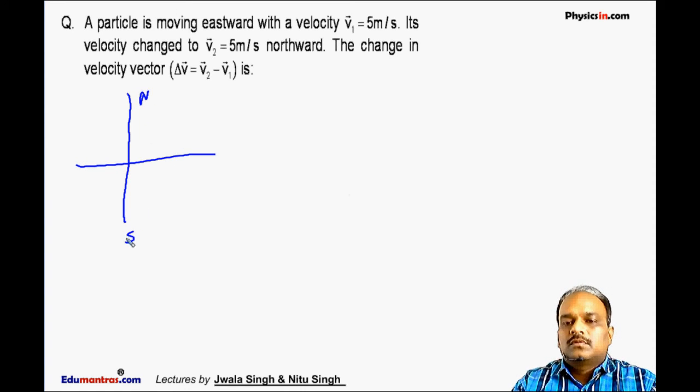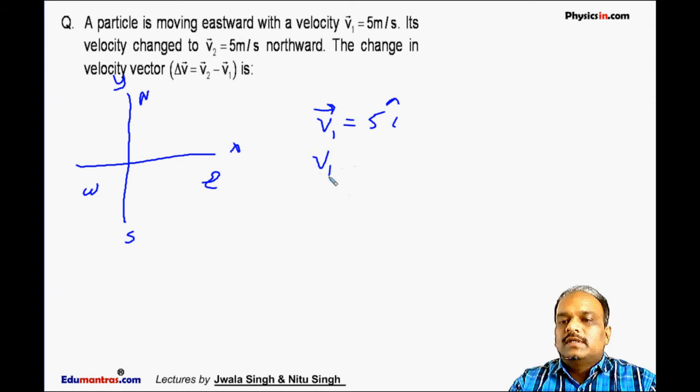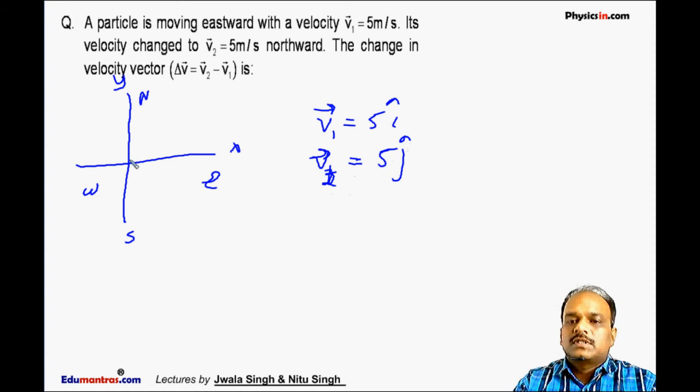This is north, south, east and west. A particle is moving northward. Let the velocity v1 be 5 i cap. I am assuming this as x-axis, this as y-axis. A particle moving 5 meter per second eastward, 5 i cap, its velocity changes to 5 meter per second northward. So the final velocity v2 becomes 5 j cap.